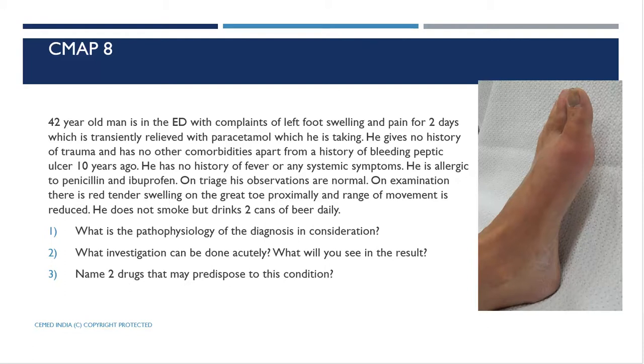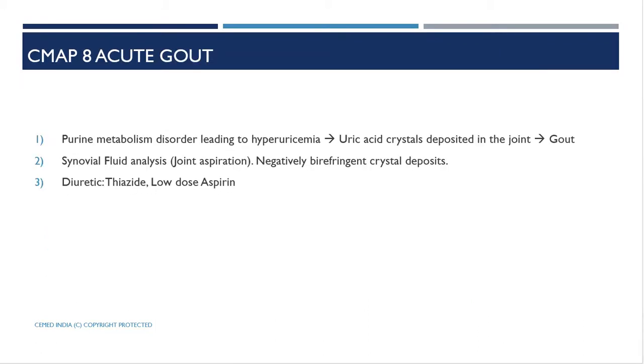What investigation can be done acutely? Chest x-ray is not recommended, neither is uric acid levels. So what we can do is aspiration of the joint and look for the crystals, and you will see negatively birefringent crystals. Write negatively in words, not with a minus sign followed by VE. Okay. Name 2 drugs that predispose to this condition. It's thiazide diuretics, not furosemide, and low-dose aspirin. Alcohol can be one.